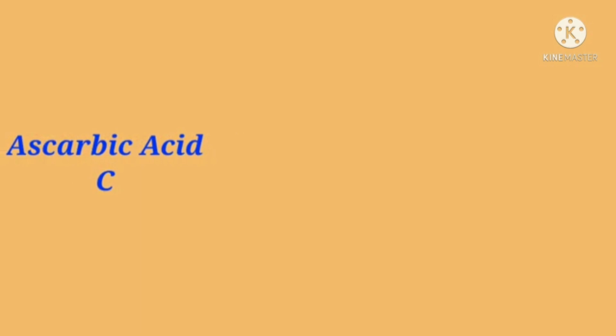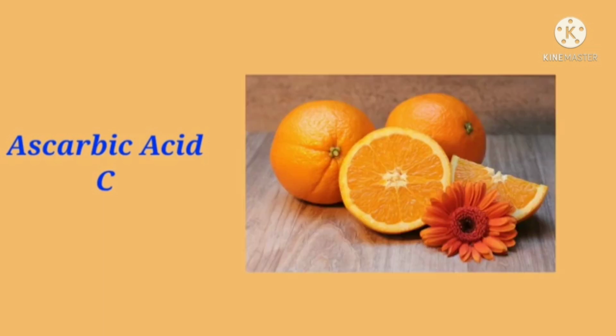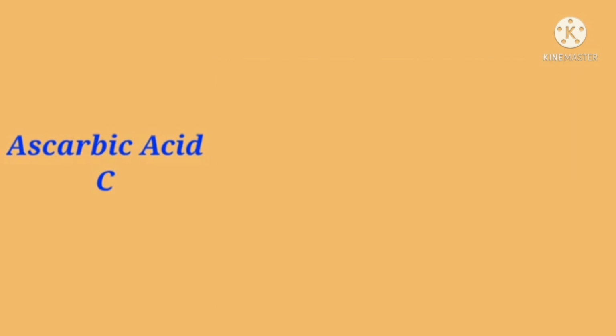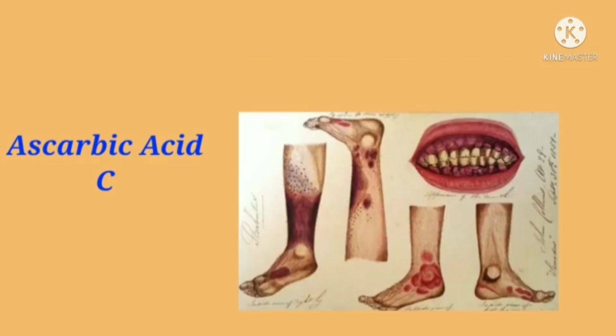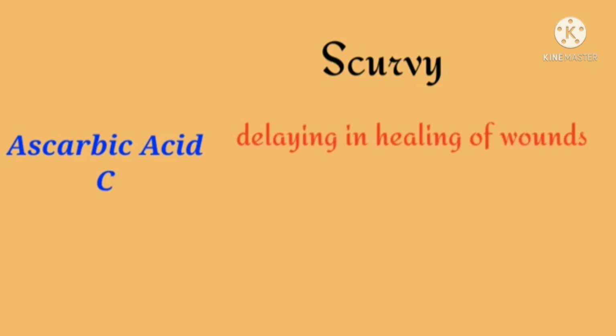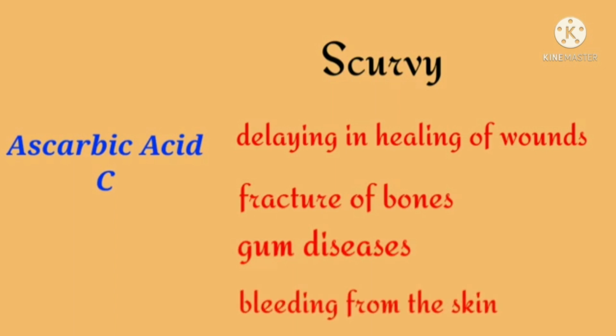Ascorbic acid. It is found in leafy vegetables, citrus fruits, sprouts, etc. The absence of ascorbic vitamin causes scurvy disease. The symptoms of scurvy disease are delay in healing of wounds, fractures of bones, gum diseases, and bleeding from the skin.